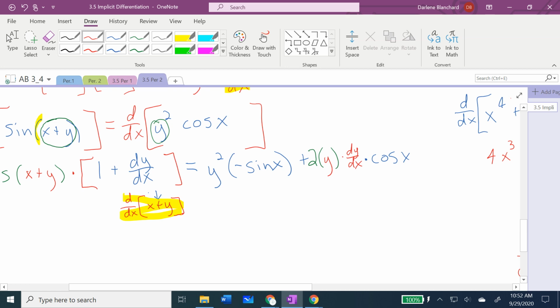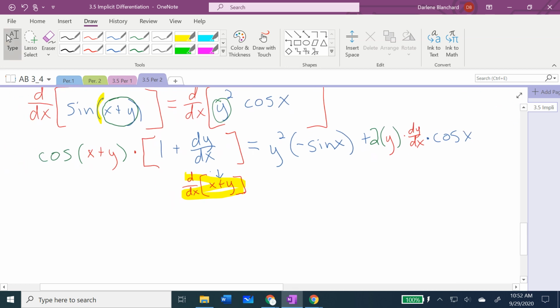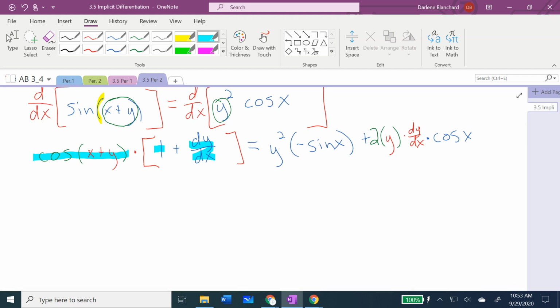At this point, I have done all the derivative taking, but I still need to isolate dy/dx. And maybe you see the algebra of it, maybe you don't. But let me clarify for you something that you really, really need to see. You need to see that this must distribute over this addition. Before you can even begin to isolate dy/dx, you have got to do that distribution. So multiplying by the 1, I get cosine of x plus y.